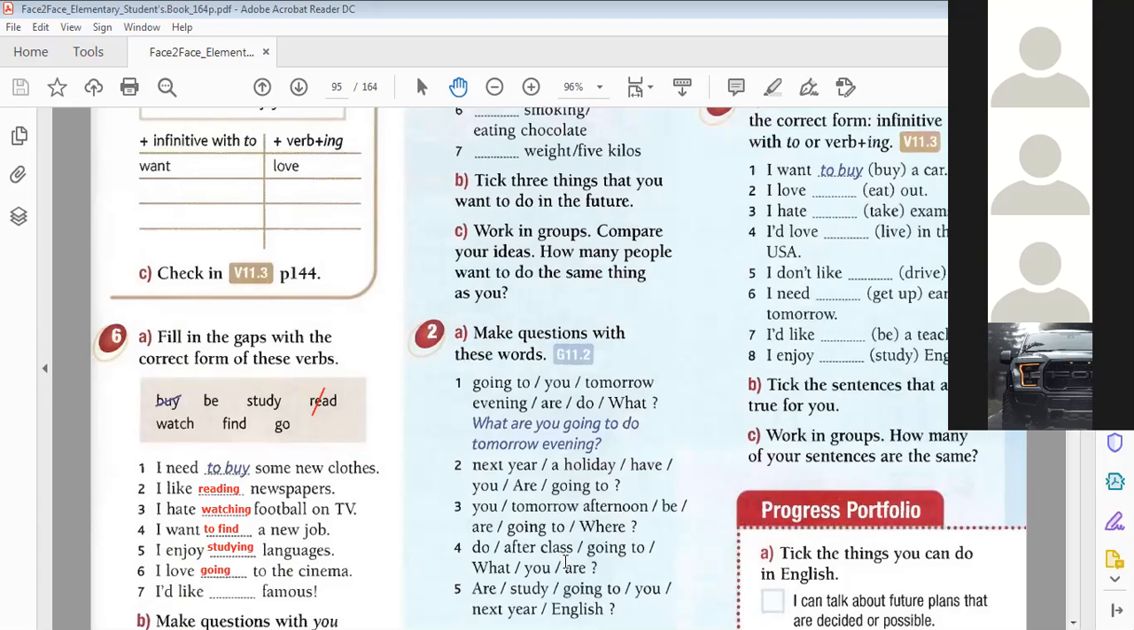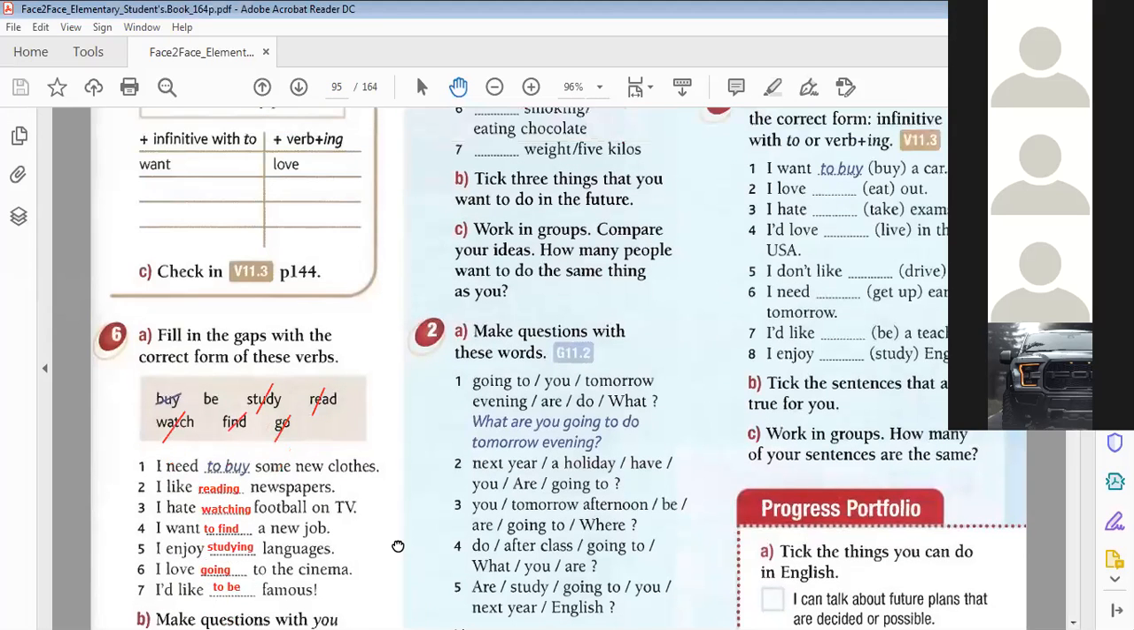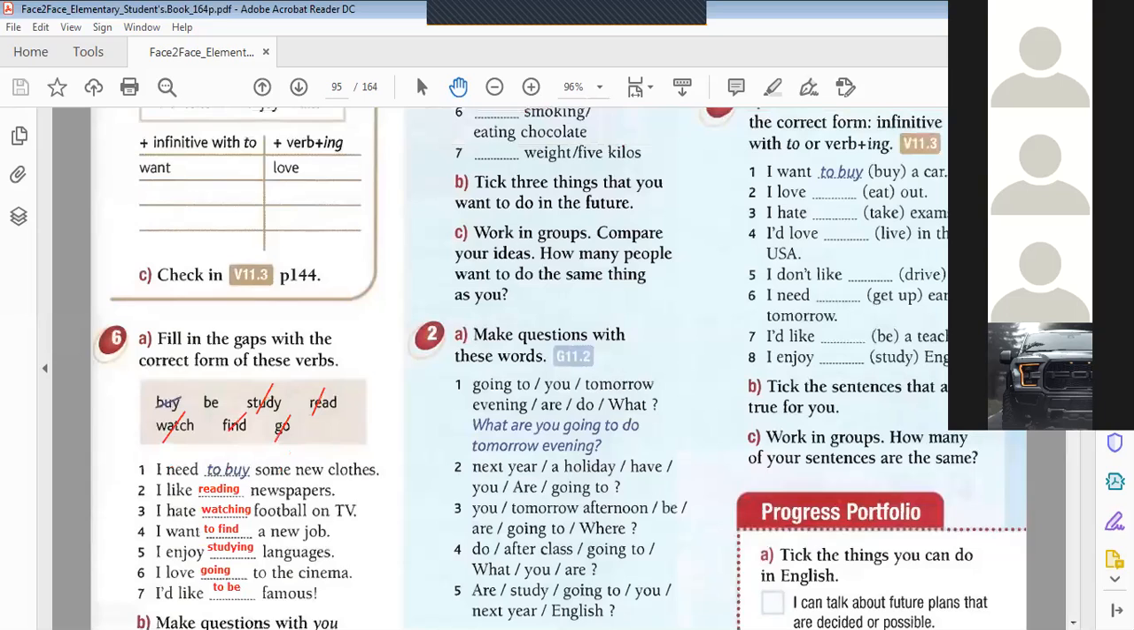I would like to be famous. Right. Very good. I'd like to be famous. Very good. All right, now I'd like you here to change these into questions.